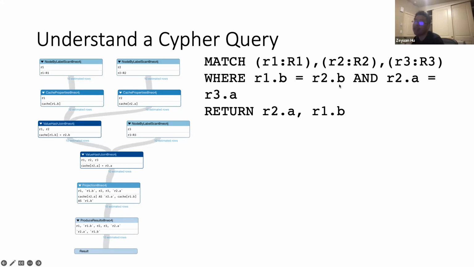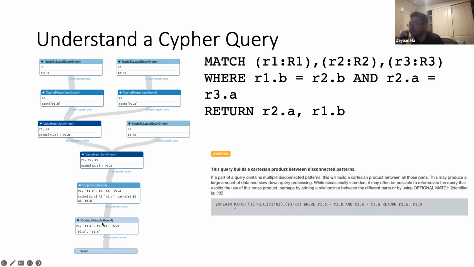Once you have the plan, you can see that here we have a table scan, and here we have another table scan. Here we're doing this hash join, and then we have another table scan, and then we do another hash join. So it's like a left-deep pipeline join of three relations, and then at the end we just produce the result.